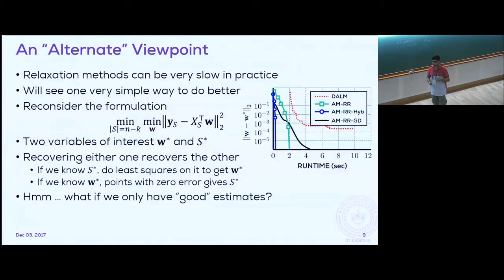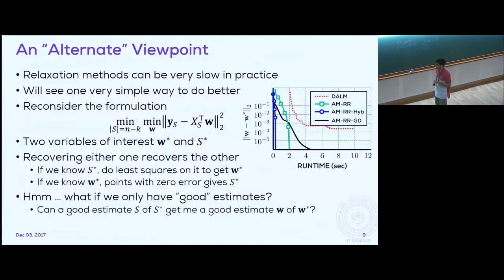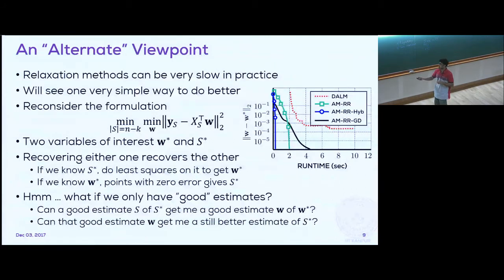are these statements robust? If I don't know S star, but I only have a very good estimate of S star, can I use it to get a good estimate of W star? More importantly, can I use this good estimate of W star to get an even better estimate of S star? If I can have this going, then I am in business, because there'll be a positive feedback loop. A reasonably good estimate of S will give me a good estimate of W star, but it'll give me a better estimate of S star, and then these increments will keep adding up, and hopefully I will reach the optimum. Hopefully.